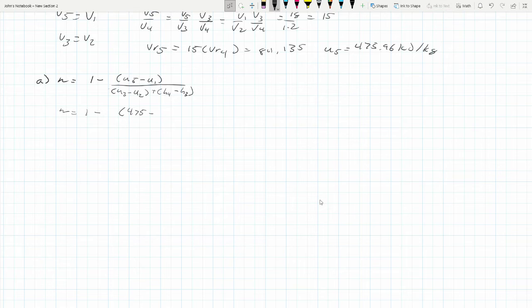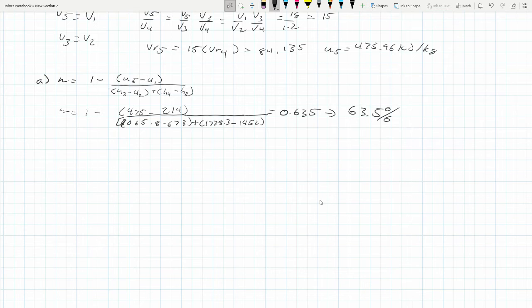1 second, sorry, I can't even read my own writing. Okay, minus 214 all over 1065.8 minus 673 plus 1778.3 minus 1452, and you get 0.635, which is 63.5% efficient. Part B, the mean effective pressure.